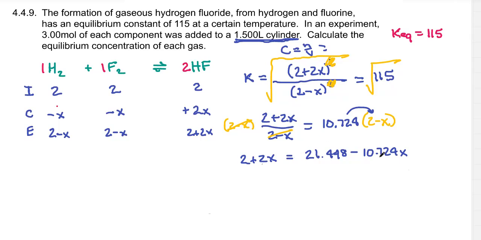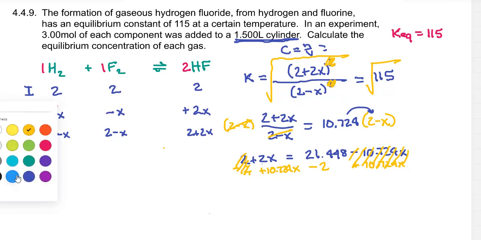Now, we have to segregate this so we have our x's on one side, I'd prefer the left, and our numbers on one side, I'd prefer the right. So this 2 has to go. It's on the wrong side. I'm going to go minus 2 and minus 2. Also, this 10.724x is on the wrong side, so I'm going to cancel that. I'm going to say plus 10.724x, and the same on the other side. 2 minus 2 cancels. 10.724x and its opposite cancel.